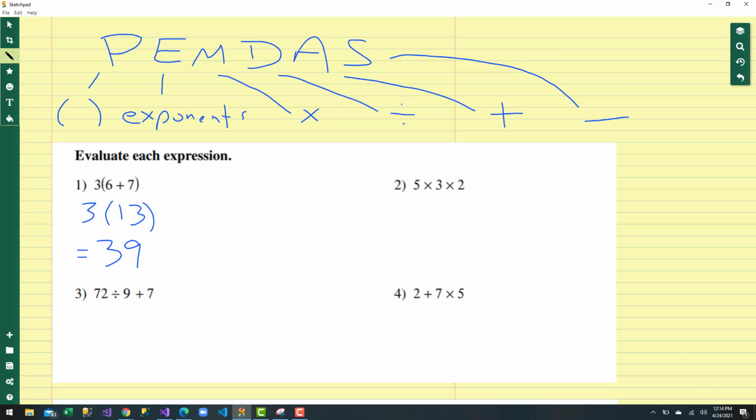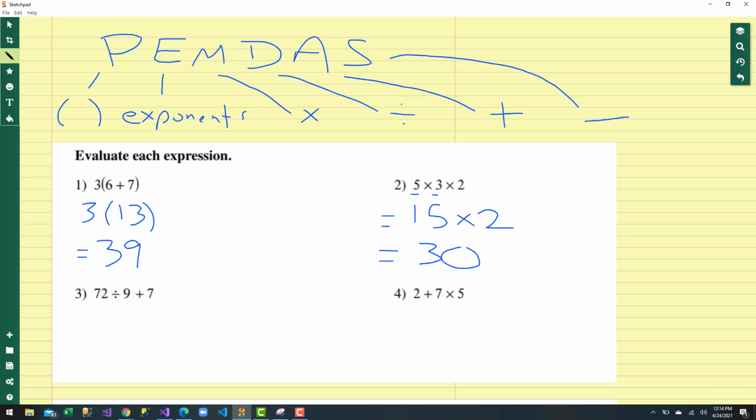Problem number 2. Again, apply PEMDAS. It looks like we have no parentheses, we have no exponents, we have multiplication. So let's go left to right. 5 times 3, so that becomes 15 times 2. Remember, one step at a time. Okay, and then the next step is, again, we're left with multiplication. So 15 times 2 is equal to 30. And you're done.